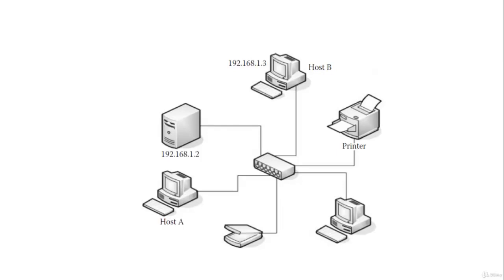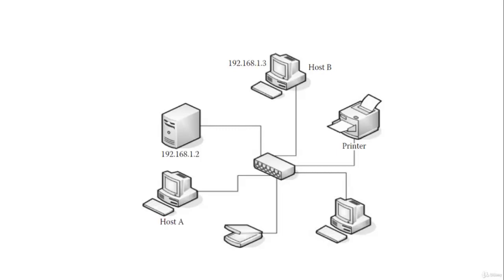Once host B receives the ARP request, it will send an ARP reply telling host A, I am host B and here is my MAC address. The MAC address would be then saved inside the ARP table. An ARP cache contains a list of the IP and MAC addresses of every host we have communicated with.